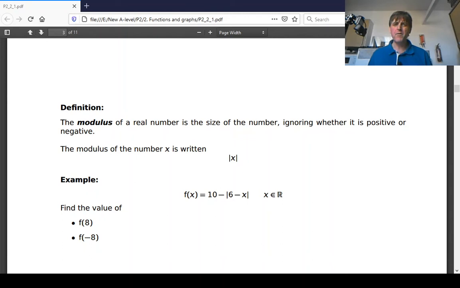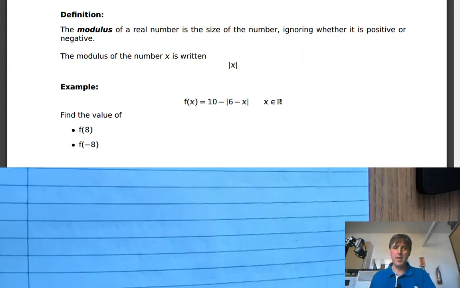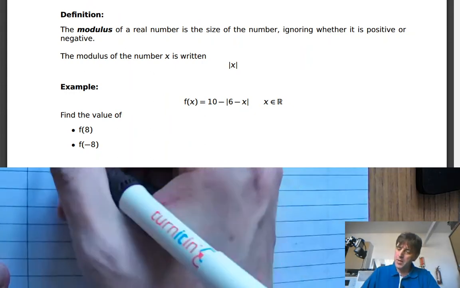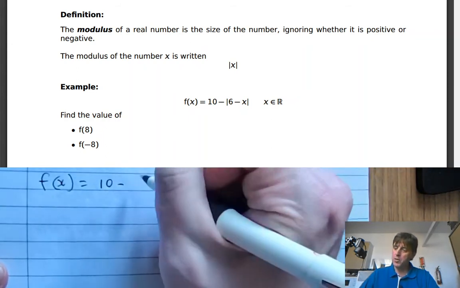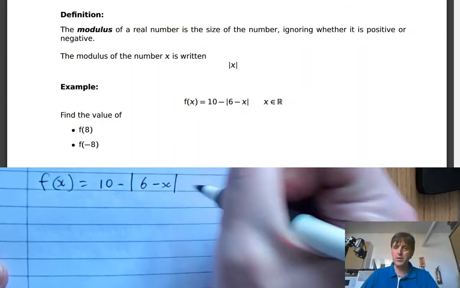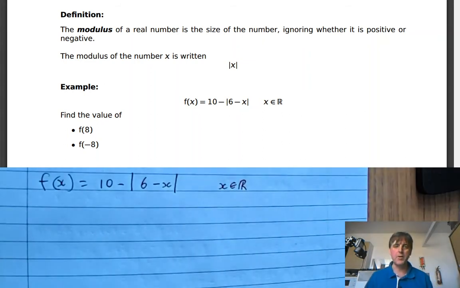Now we'll look at something very slightly more complicated before we go too much further, because it's not just going to be how big is this number. We need to be able to deal with this in the context of other functions as well. On the screen we've got an example which we're going to look at together. We've got some function f of x, which is defined to be 10 minus the modulus of 6 minus x, and we're allowing all real numbers to be the inputs to that function.